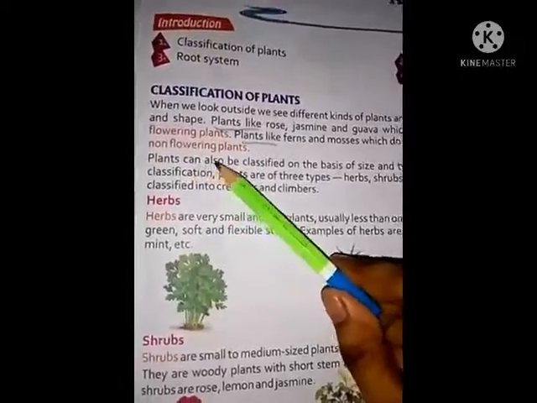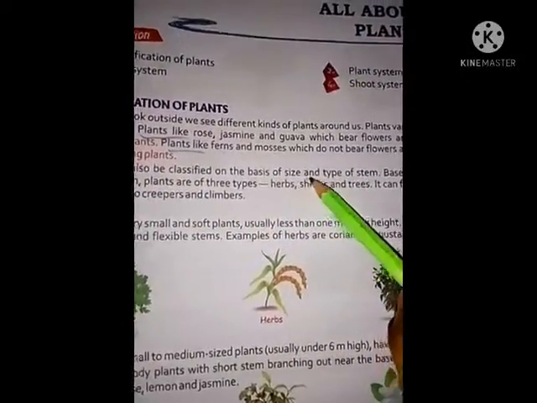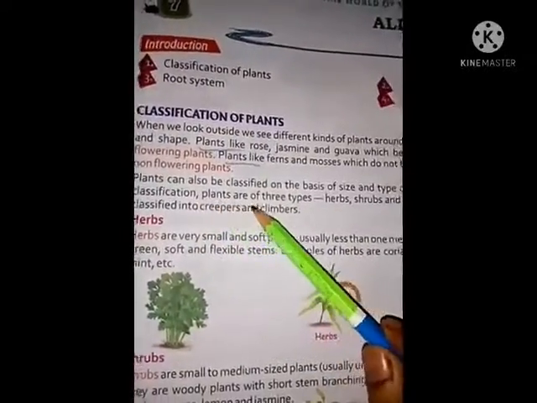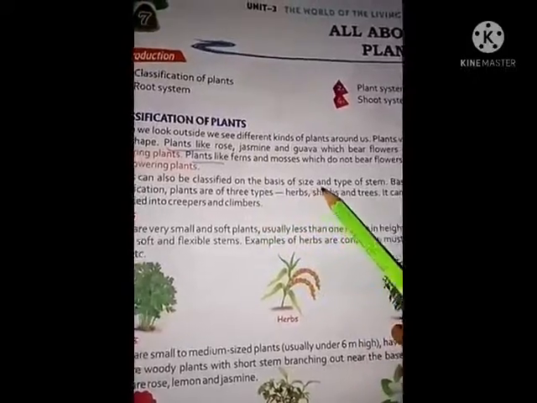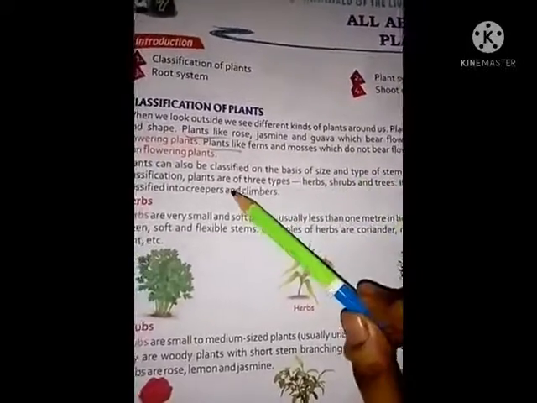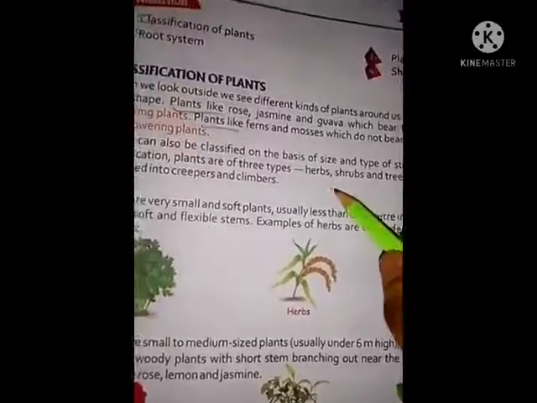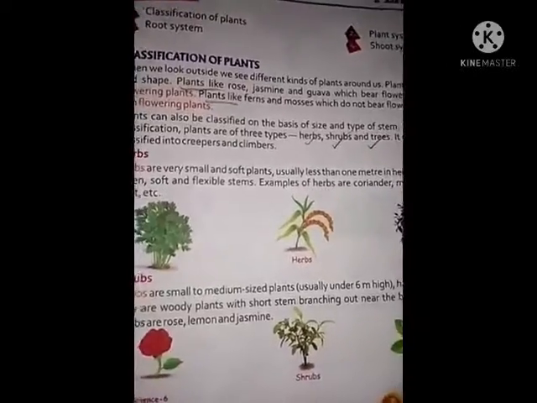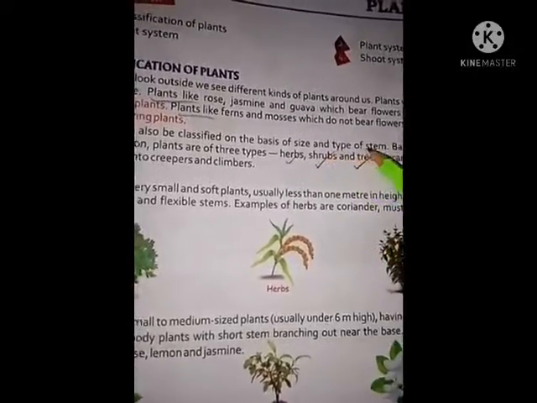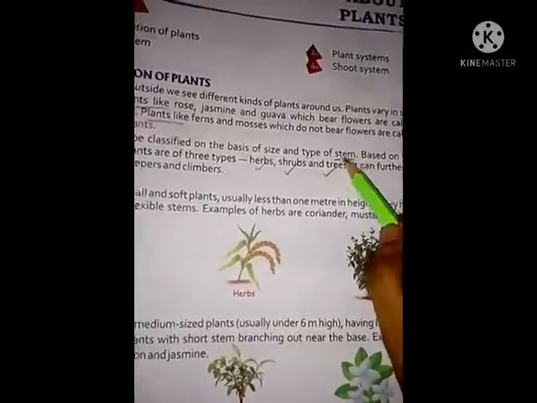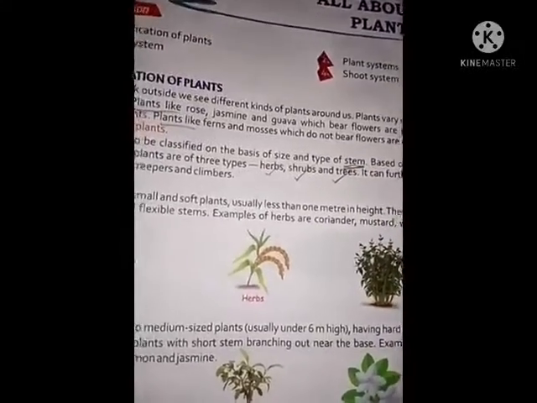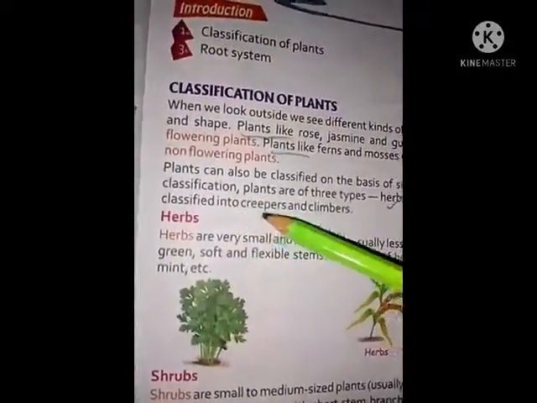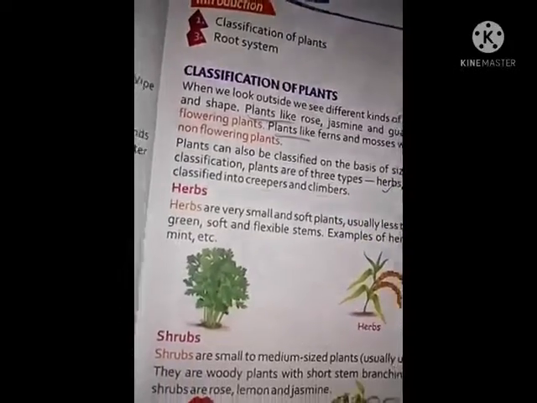Okay. Plants can also be classified on the basis of size and type of stem. Based on this classification, plants are of 3 types: herbs, shrubs and trees. These are the 3 types which are classified on the basis of size and type of stem. Okay, remember this. On which basis the classification is done, you have to remember. It can further be classified into creepers and climbers.